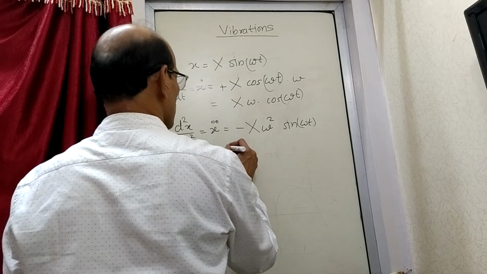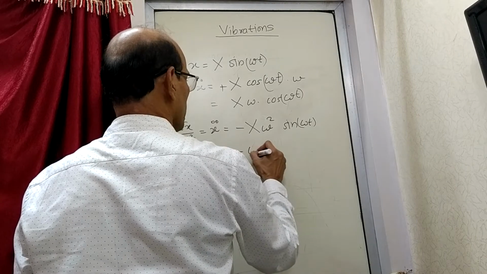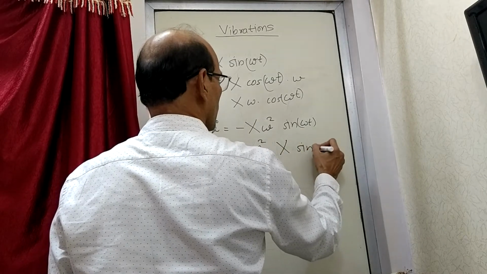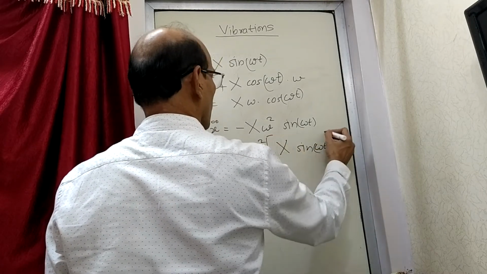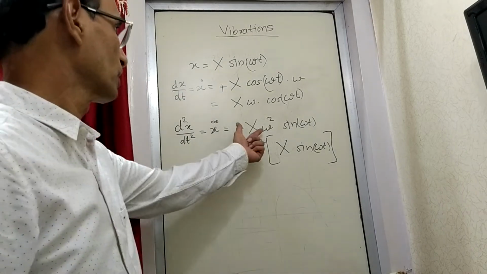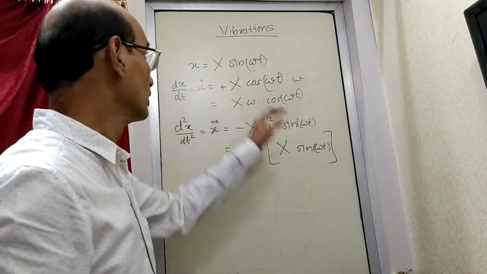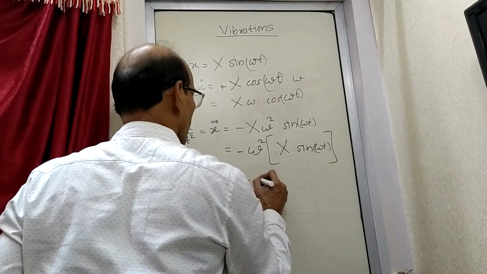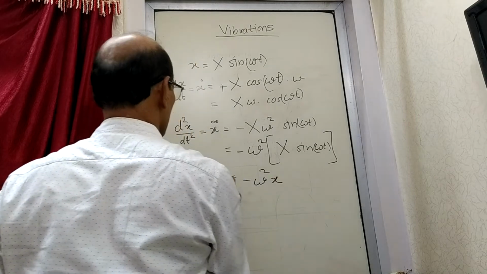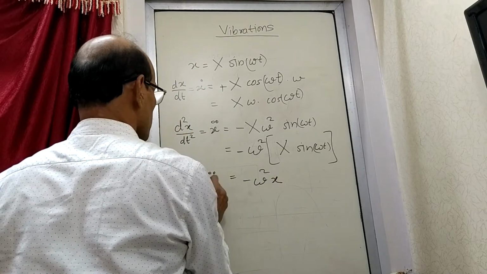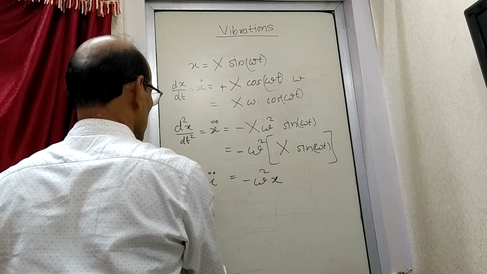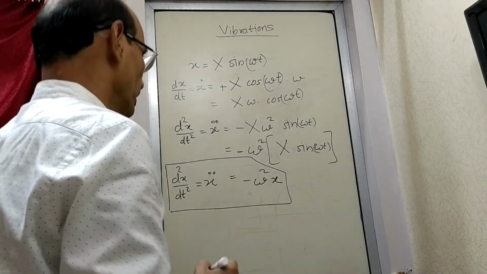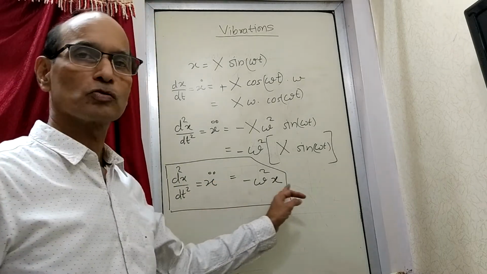Okay, now if we rearrange the terms, it becomes like this: minus omega square, and then I'll bring this together. Minus omega square is taken out, X sine omega t. So you will find here X sine omega t is x. So this becomes minus omega square x, which is x double dot. It is also called as d square x by dt square. So x double dot is minus omega square x.